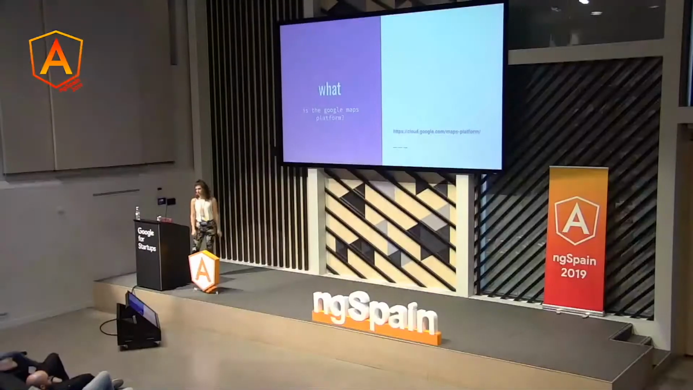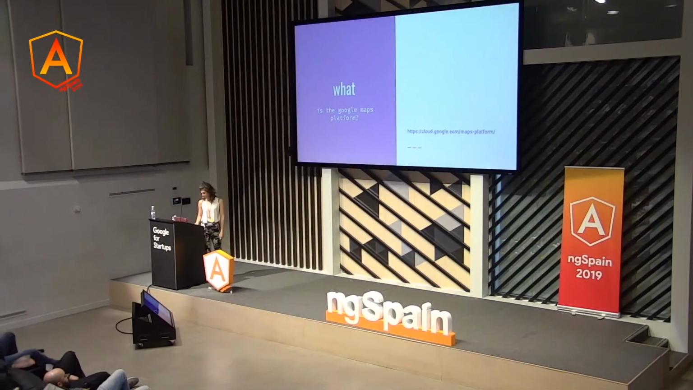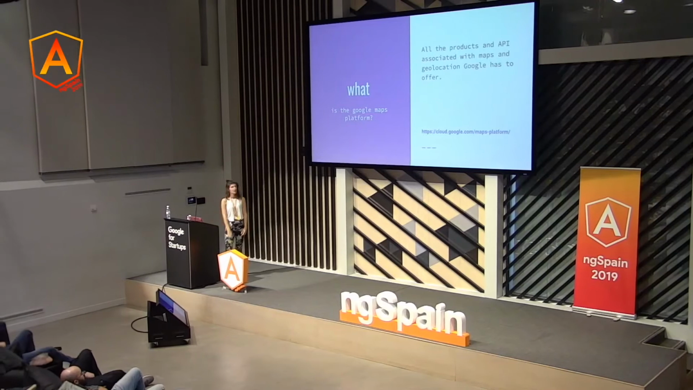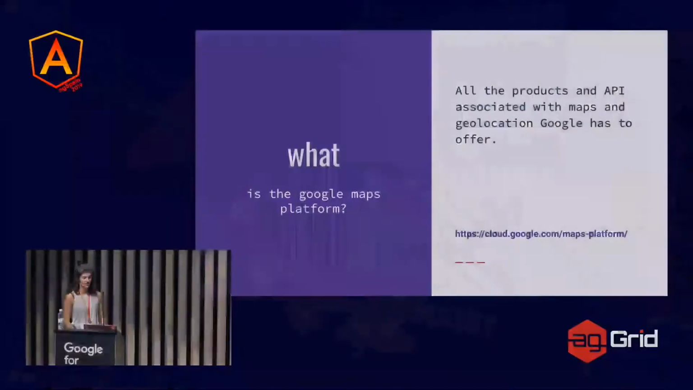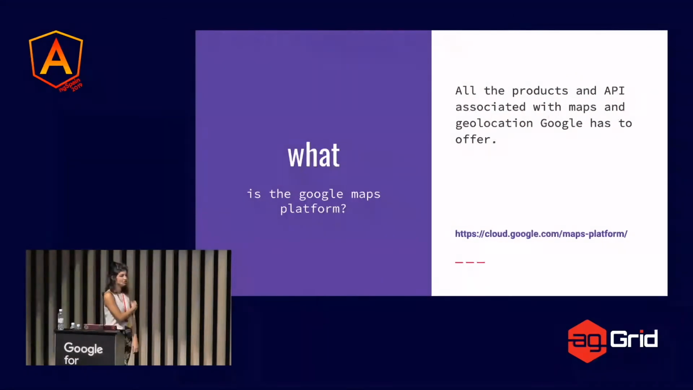Okay. So what is the Google Maps platform? The Google Maps platform contains all the products and the APIs that are associated with maps and geolocation Google has to offer.